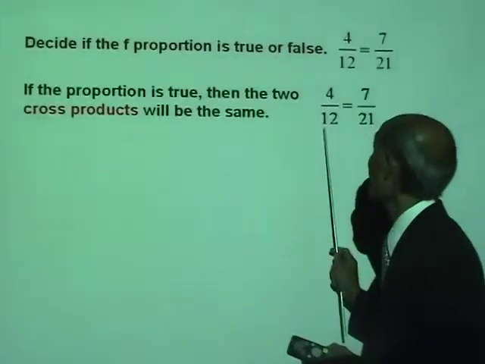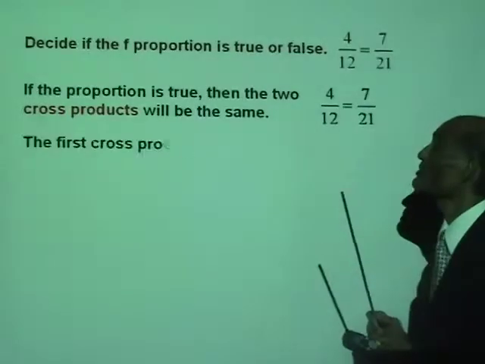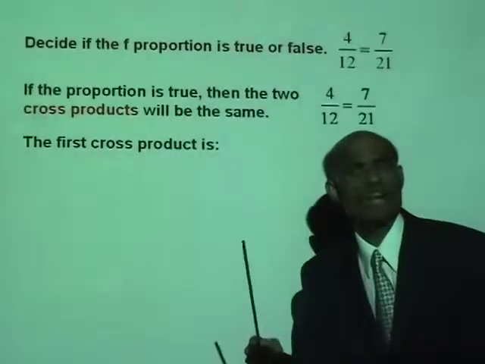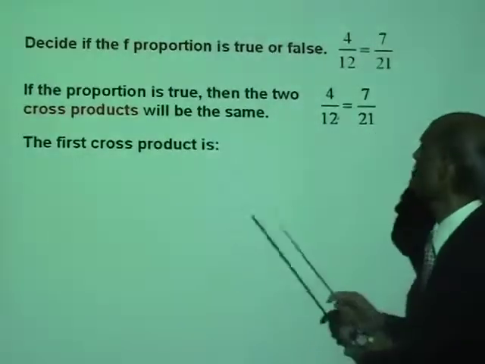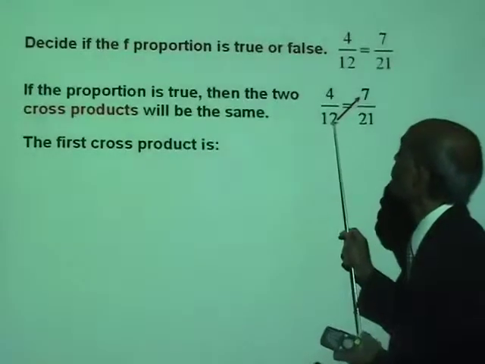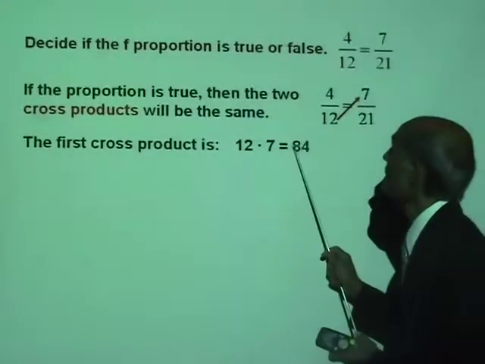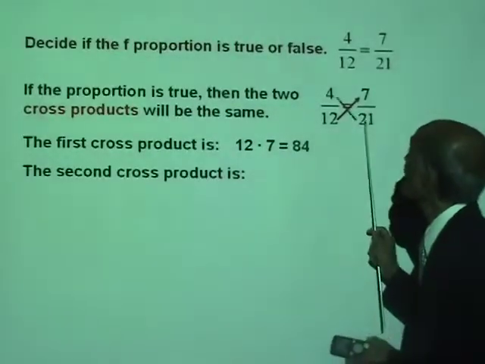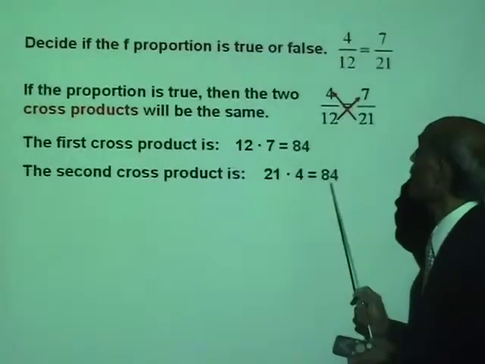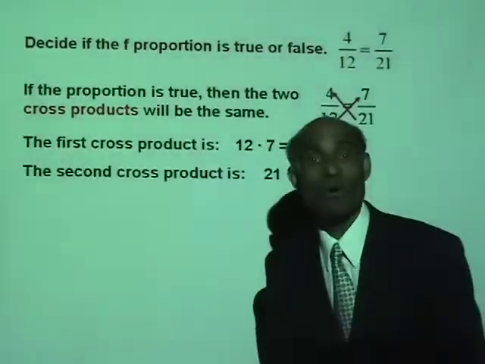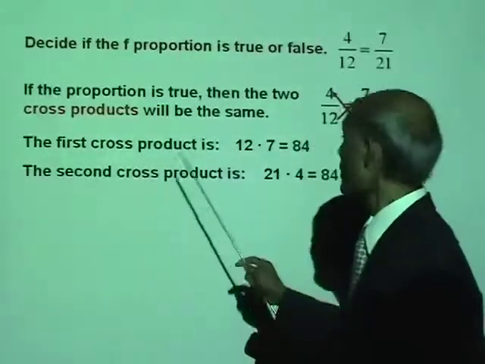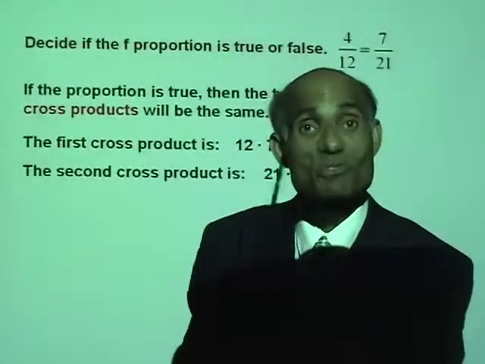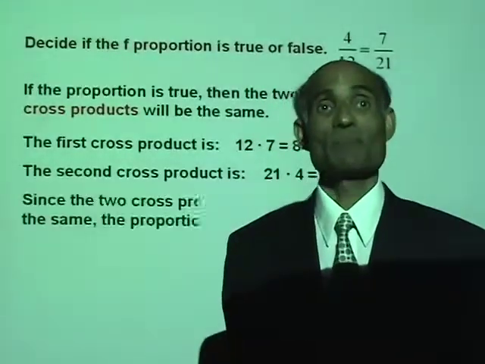Alright, we got 4 over 12 equal to 7 over 21. The first cross product is, it doesn't matter which one you take as the first. You can take any as the first. Well, let's take this as the first. 12 multiplied by 7, that is 84. The second cross product is then 21 multiplied by 4, that also is 84. What's your conclusion? The cross products are the same, therefore the proportion is a true proportion. Okay.